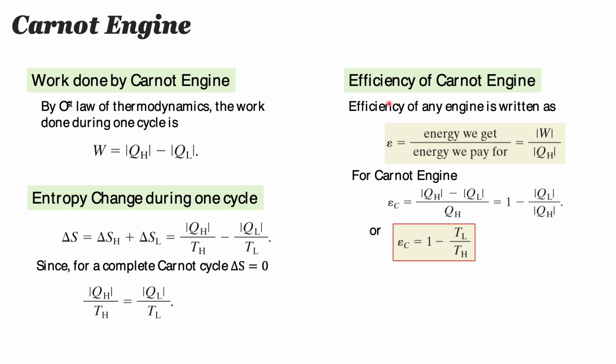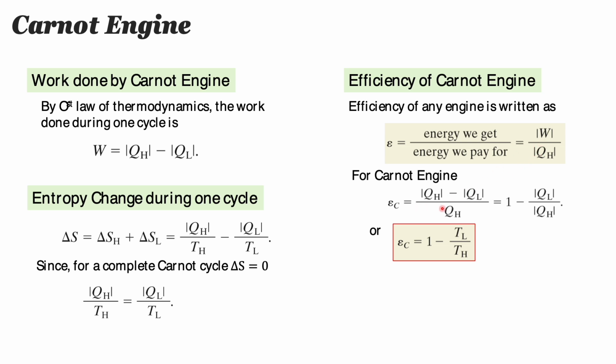Now the efficiency of the Carnot engine is written as this. So this epsilon represents the efficiency. It must be equal to the energy we get, meaning the actual work that we have got, divided by the energy we pay for, meaning the energy which was absorbed from the high temperature reservoir. So the work done is the energy we get, and the energy we pay for is actually this energy that was absorbed from the high temperature reservoir. So this is the efficiency.